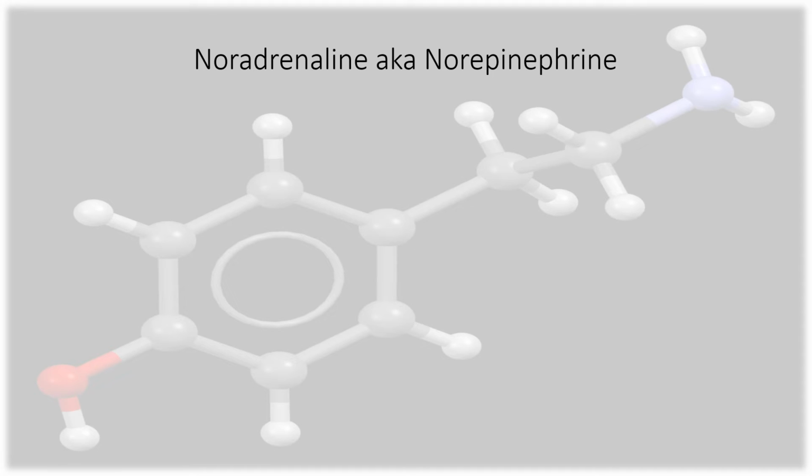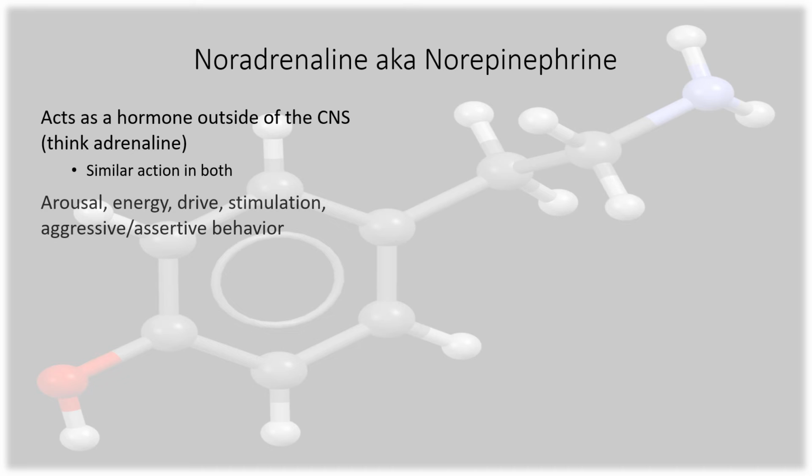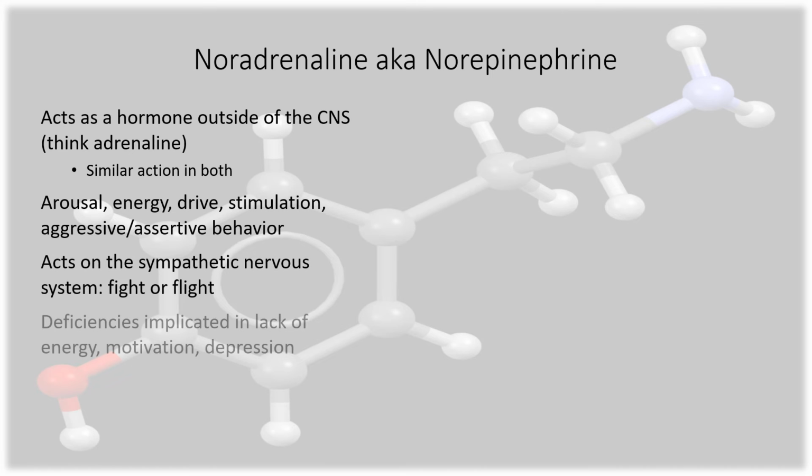All right, moving on to noradrenaline, also known as norepinephrine. It is the primary neurotransmitter in the sympathetic nervous system. Here it helps to regulate various organ systems in the body. So it acts as a hormone outside of the central nervous system. That's what we refer to as adrenaline.